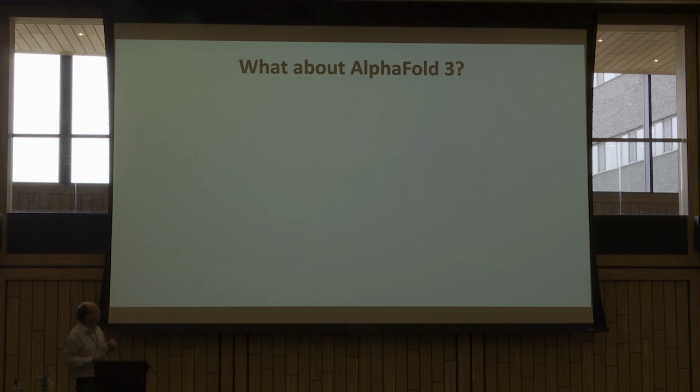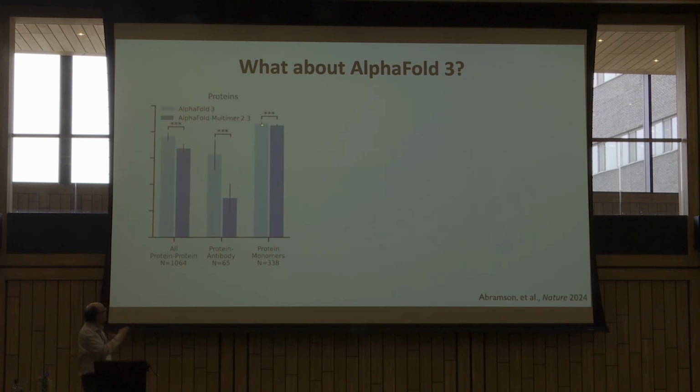So what about AlphaFold 3? It's interesting. On monomers, not a ton of difference, not surprisingly. I mean, significant, but maybe not materially important. Proteins do go up a little bit. But where you see a massive gain is actually on protein-antibody structures, right? Where we see a really big gain in accuracy. And one can speculate as to why that is.